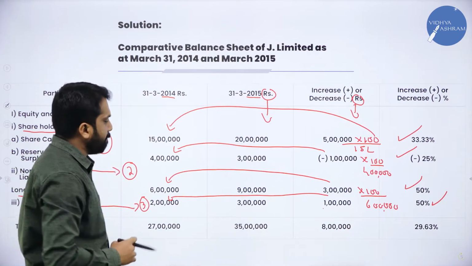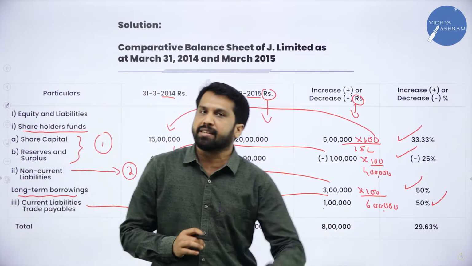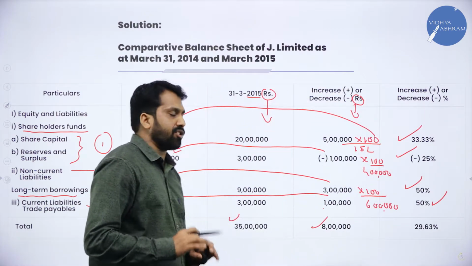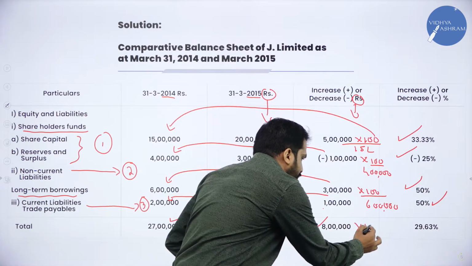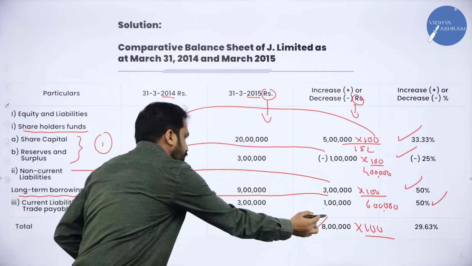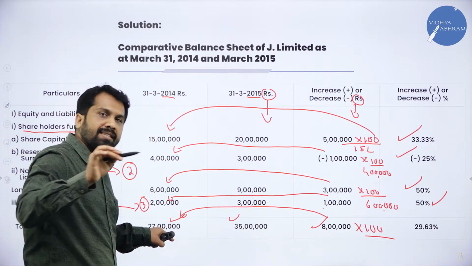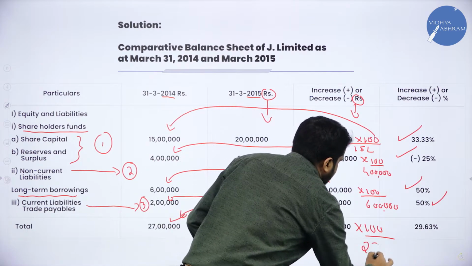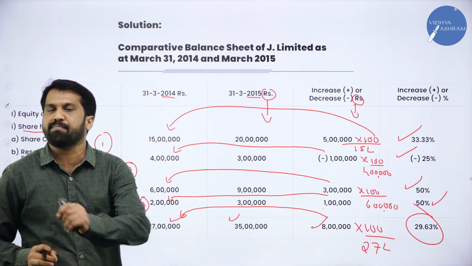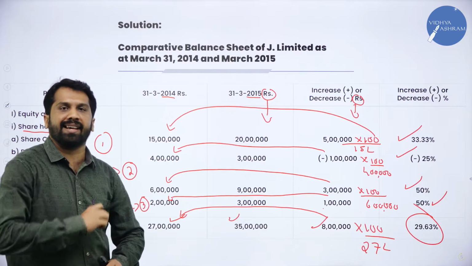Hope no doubts. Now come to the last one. 27 lakh and 35. What is the difference? Difference is 8 lakh. How to calculate percentage? Now 8 lakh multiply with 100 divided by what? What is the base? Now the base will be your first year. How much you have? 27 lakh. Divided by 27 lakh, you got 29.63%. Clear? Like this, you have to calculate your liabilities.